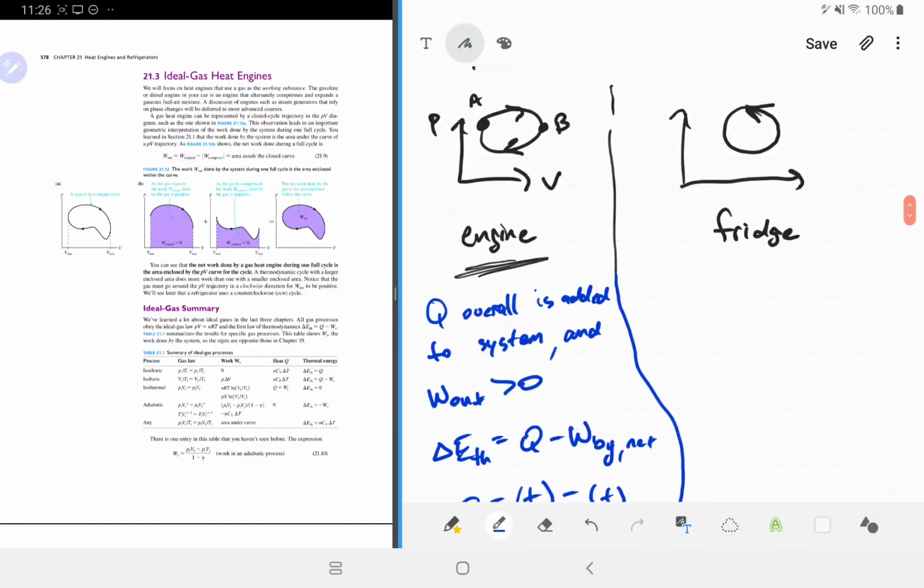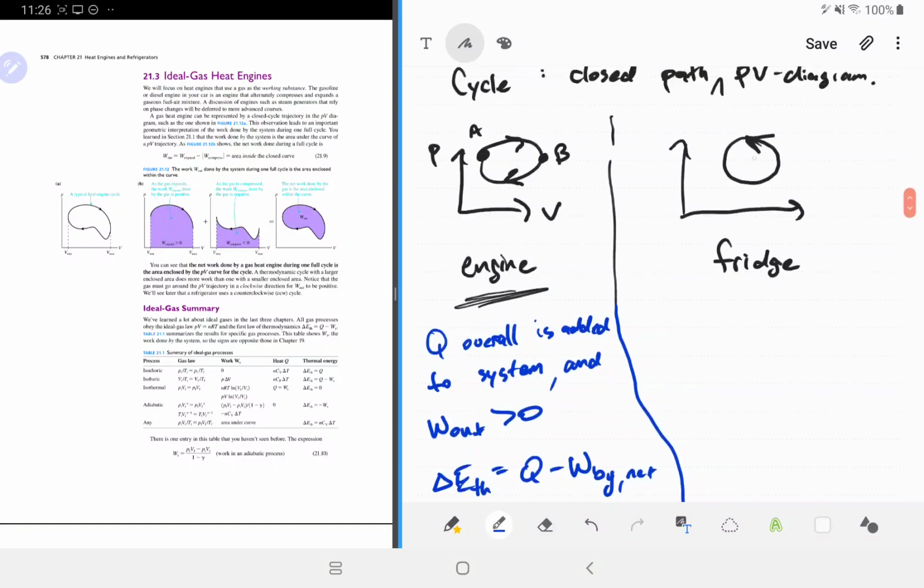For a fridge, overall Q is taken out of the system. In a fridge, maybe the way to think of it is first in terms of work. Because this is operating in reverse, it's not work done by the system, but overall work is done on the system. So maybe W_on would be the overall work that the surroundings are doing on the system.